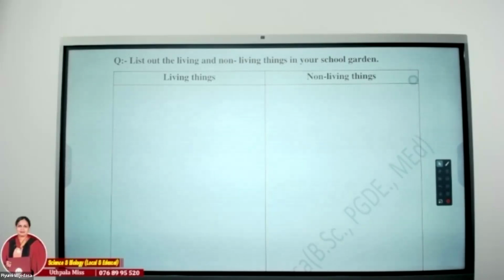Excuse me, teacher, what do we have to do now? You have to write the living things and non-living things in your school garden. For example, if there are birds in your school garden, you have to mention them under the living things. Right? Yes, teacher.